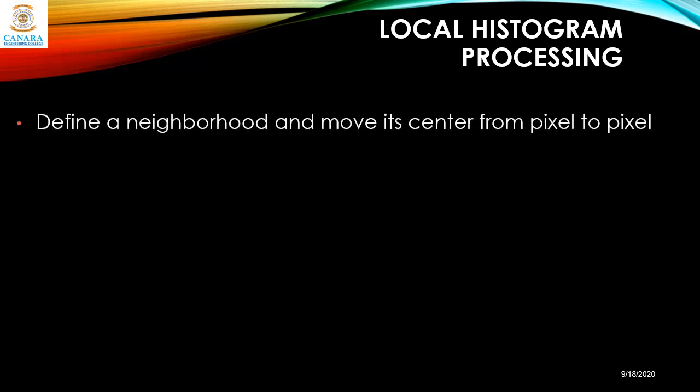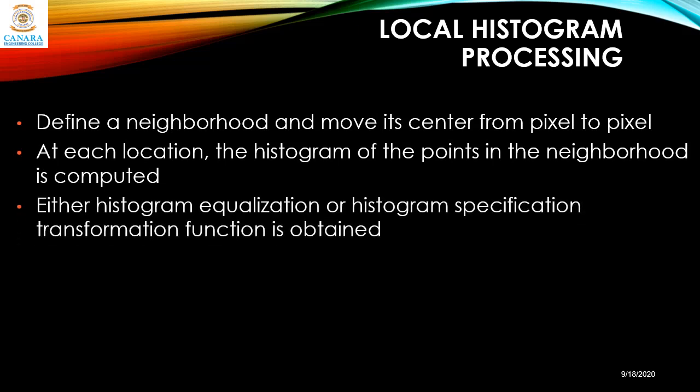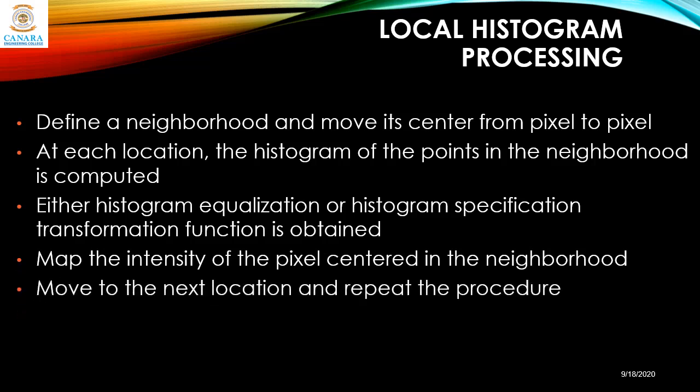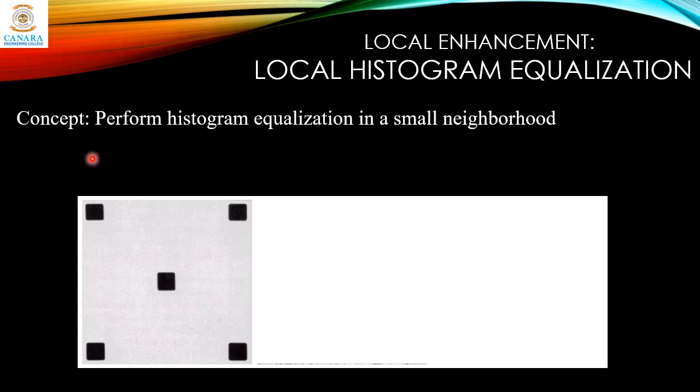So we define a neighborhood and move its center from pixel to pixel. At each location, the histogram of the points in the neighborhood is computed. Either a histogram equalization or histogram specification transformation function is obtained for that neighborhood. And then we map the intensity of the pixel centered in the neighborhood, and then move to the next location and repeat the procedure. So basically, local histogram equalization means we are performing histogram equalization in a small neighborhood.